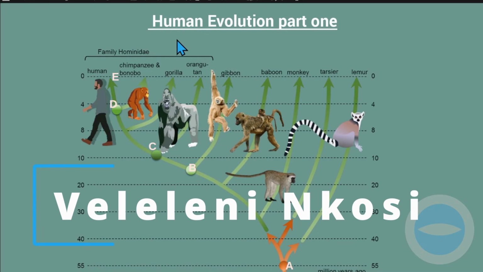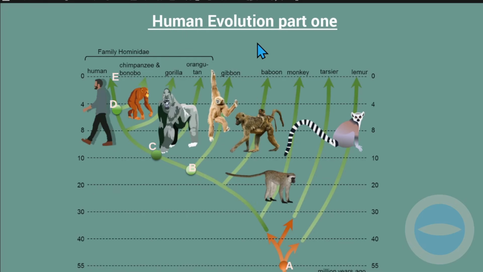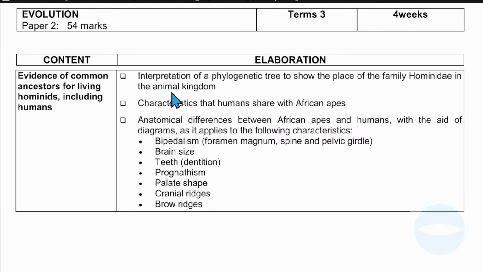In this video, I will be discussing human evolution part 1. So today I will discuss the evolution of humans. Like always, all our videos start with the examination guideline. This is the guideline. Today we are on evidence of common ancestors for living hominids, including humans.